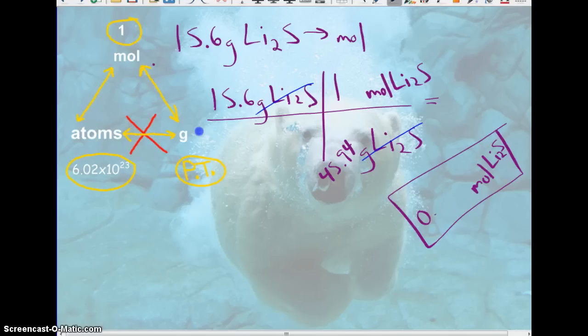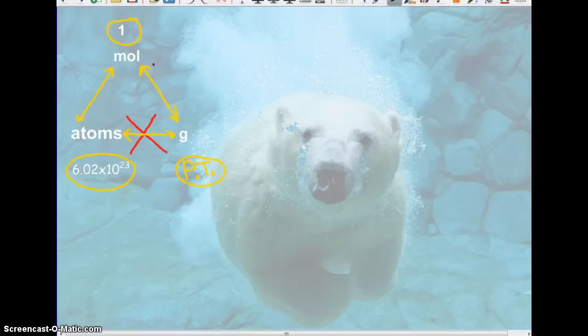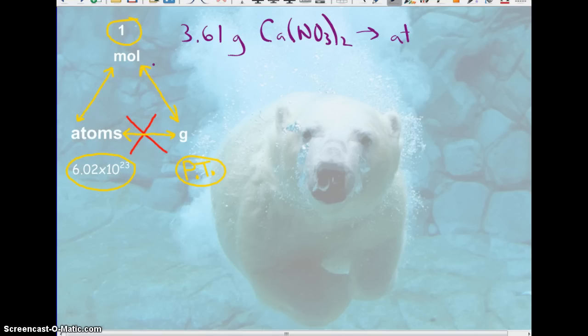So this answer would be 0.340 moles of lithium sulfide. Now for the hardest one, say we had 3.61 grams of calcium nitrate. We want to switch it to atoms.